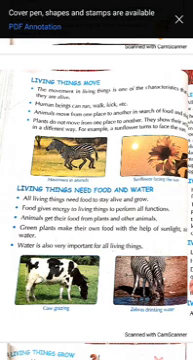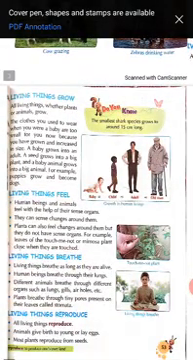Next, water is also very important for all living things. Yes, students, look at the picture. Yes, of course. Next, living things grow. All living things, whether plants or animals, they grow.